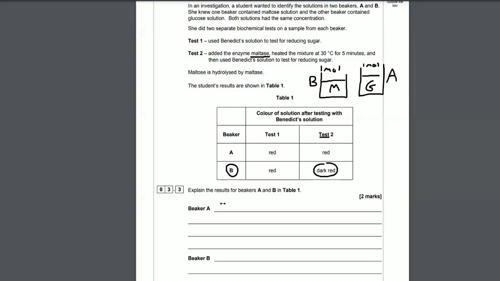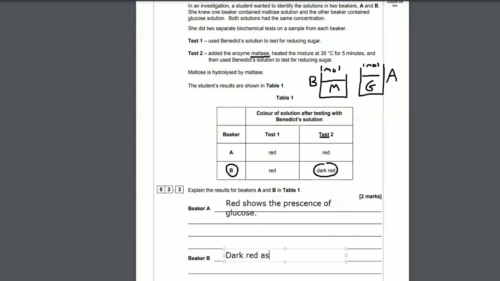So let's find out. Explain the results for beakers A and B in the table. Well, the reason why beaker A goes red with both tests is because it shows the presence of glucose, because we've done the Benedict's test and glucose is a non-reducing sugar.